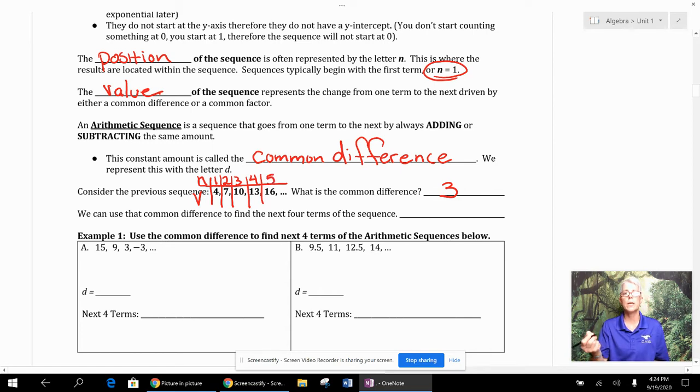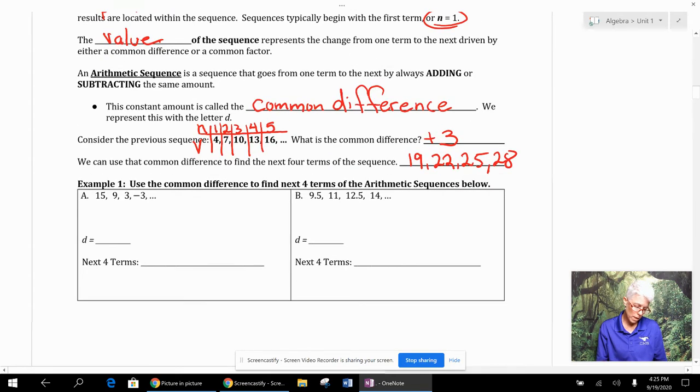Because we know these things, we know what the common difference is and we know what the first term is, we can determine other terms that are farther out. We can use that common difference to find the next 4 terms. So after 16 would be 19, 22, 25, 28. I just added 3 to each one of those.